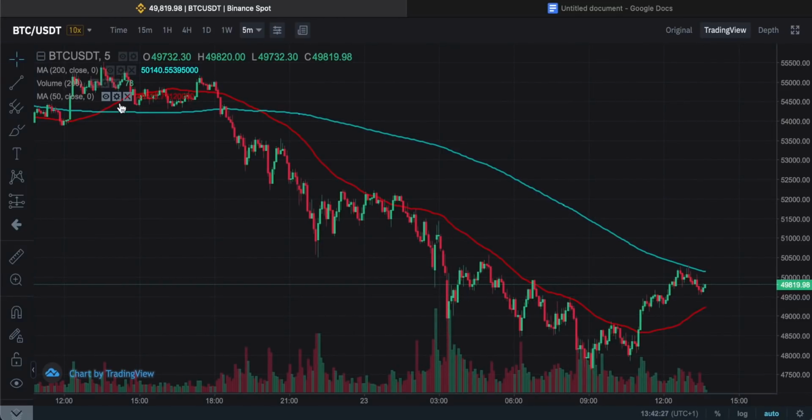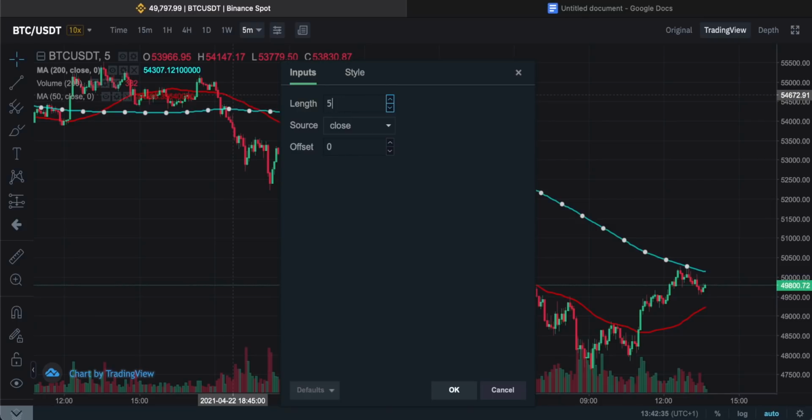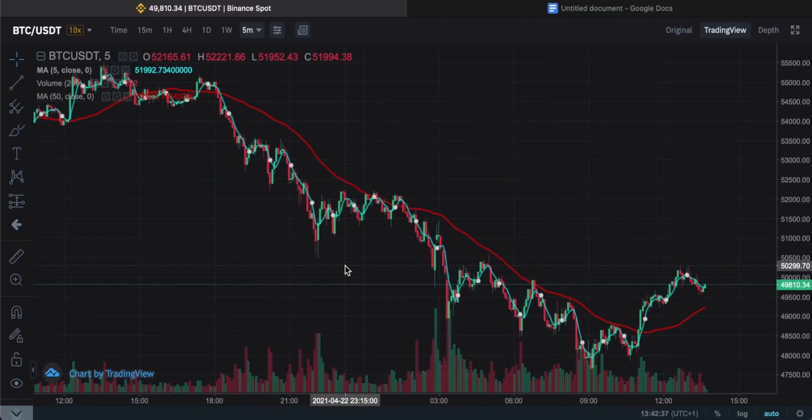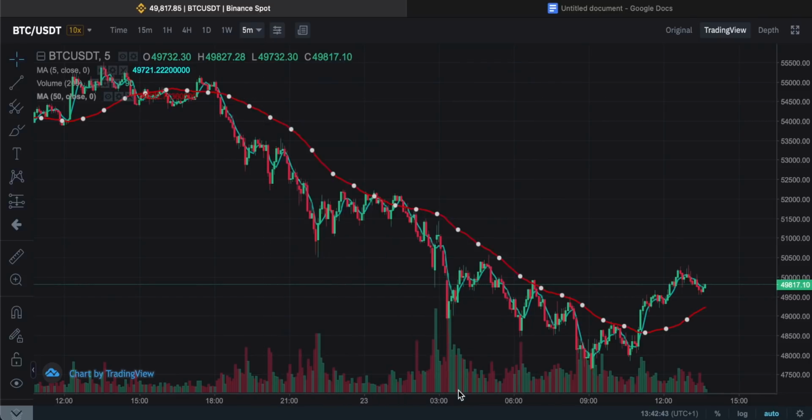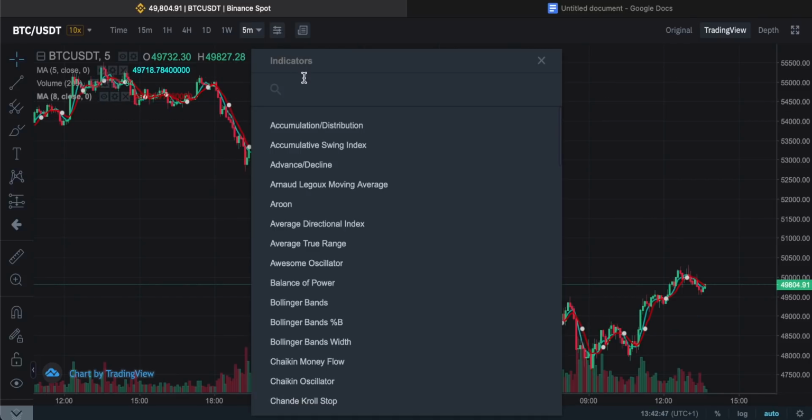We're going to change our moving averages. I'm going to change this moving average right here in the format to a 5-day moving average. So I'll press OK on that one. We're also going to change the 50-day moving average to an 8-day moving average. So we'll press OK. Then I'm going to go and add a third moving average.